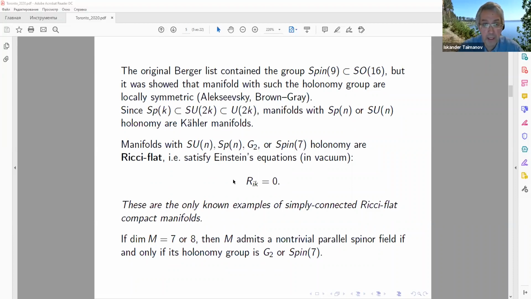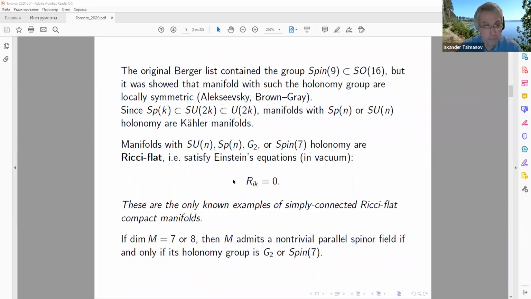Since Sp(k), the symplectic group, lies in SU(2k) and lies in U(2k), the manifolds with Sp(n) or SU(n) holonomy are also Kähler manifolds. These are special cases of Kähler manifolds.